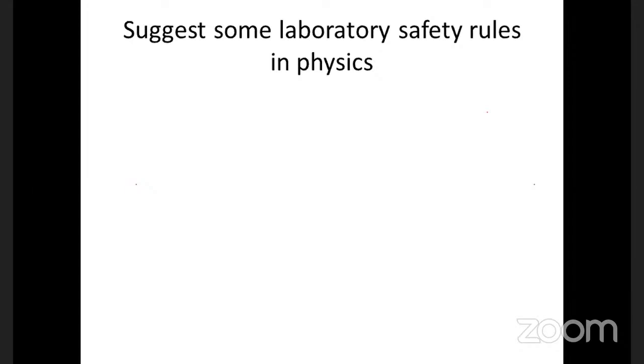Yes, no gum or food allowed in the lab. There are some of you who are very tricky. When you go to the lab, you sneak some nuts in the pocket and go and eat there. It's very dangerous. You're not supposed to eat in the lab. That's what he's saying.